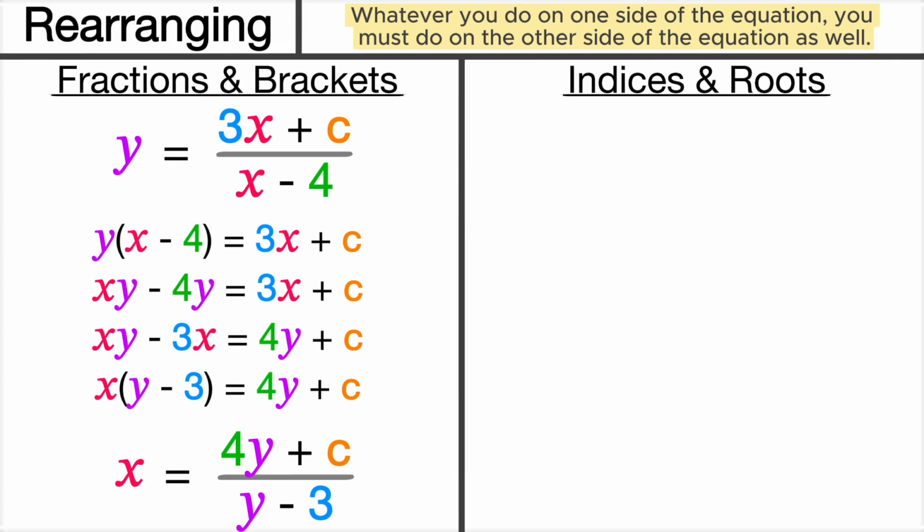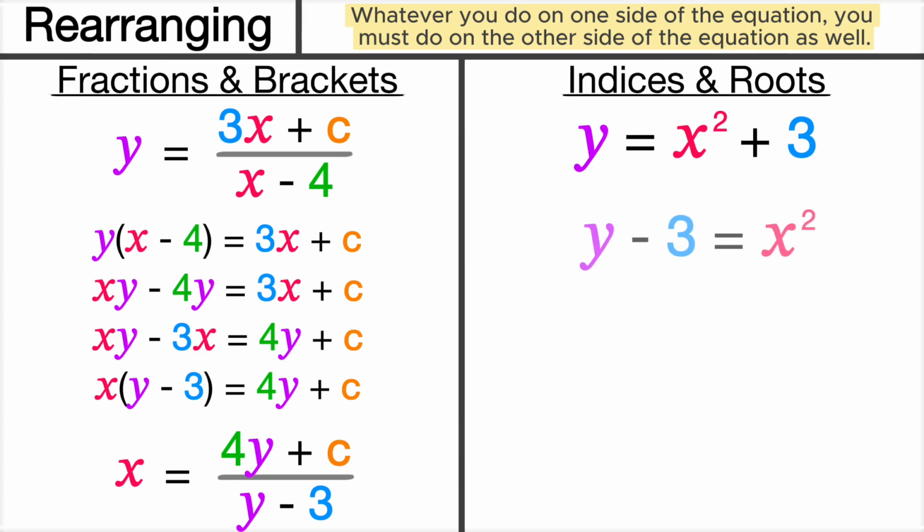The final concept I'll go over is how to deal with indices and roots when rearranging equations. To eliminate a square, square root both sides. To eliminate a cube, cube root both sides, and so on. For example, in this equation, to make x the subject, subtract 3 from both sides to get y minus 3 equals x squared. Now square root both sides and rewrite the equation with x on the left hand side to get x equals the square root of y minus 3.